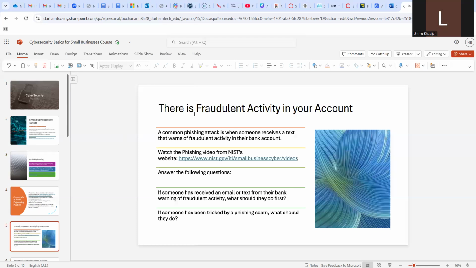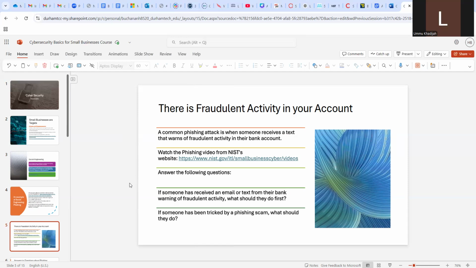So this is a common phishing tactic. Someone sends a text or an email, and then they want you to click on a link, or they want you to respond to them and they'll call you, or they want you to open an attachment. So they have a really nice video on phishing at the NIST website.